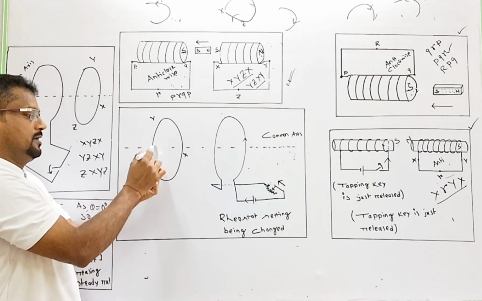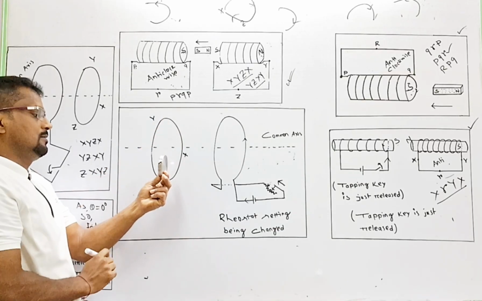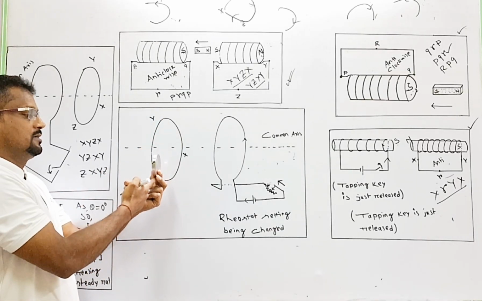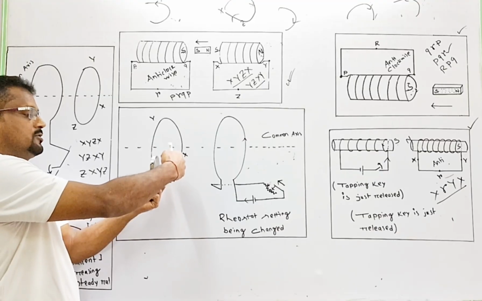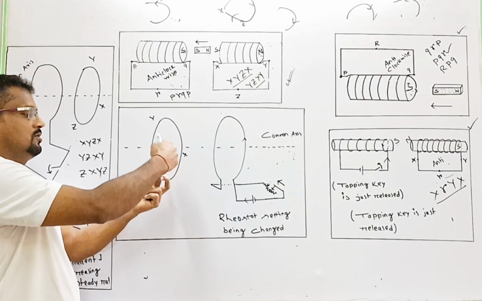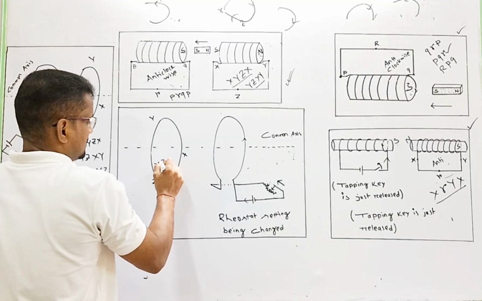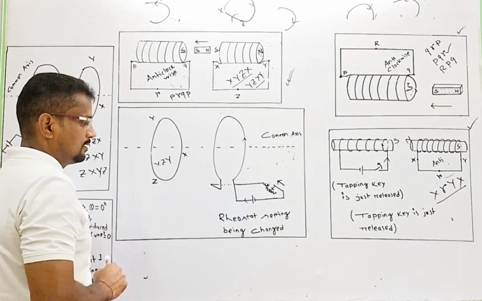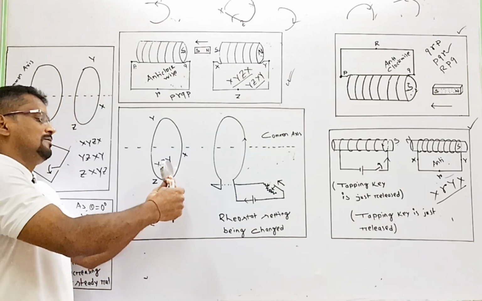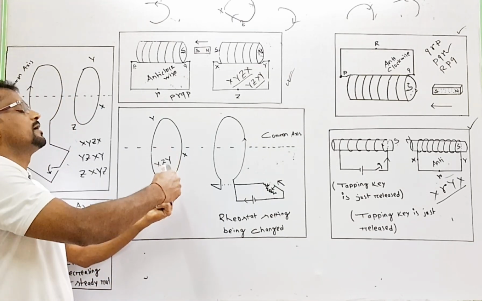So as this is your anti-clockwise direction, that means this face here is X, this is your Y, and in the bottom it is Z, and anti-clockwise direction means this direction. So you can say X, Z, Y. So direction of current is X, Z, Y. So you can say it is your X, Z, Y anti-clockwise direction.